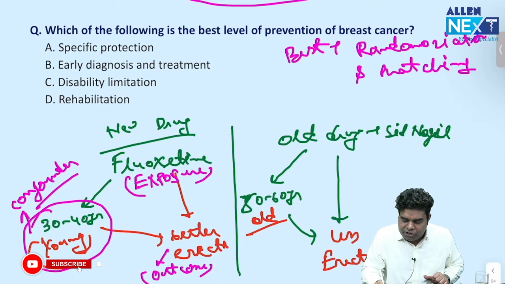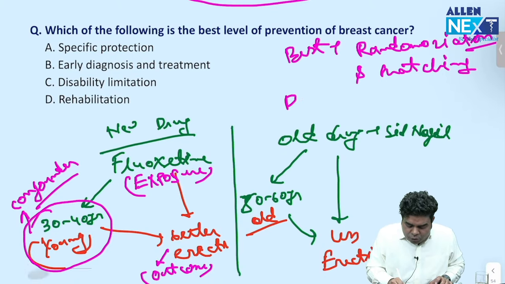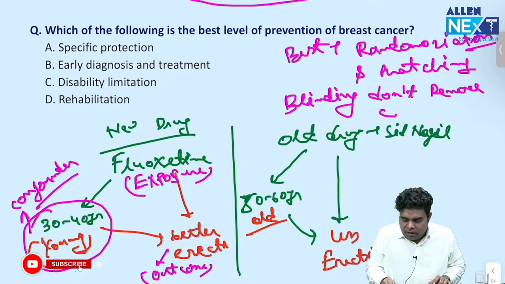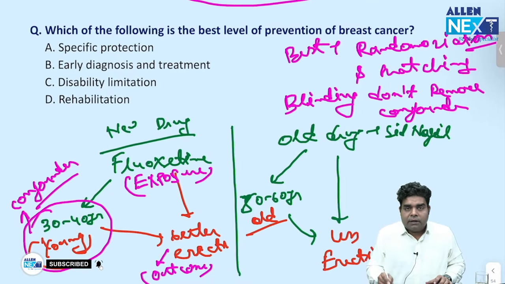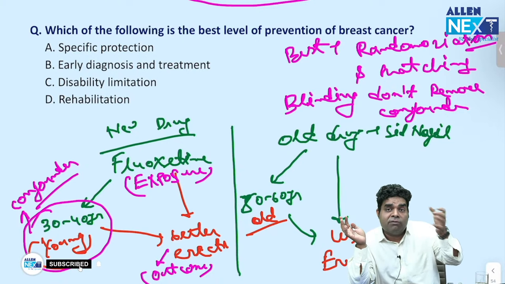Best way is randomization. Okay? But remember, blinding does not remove confounders. This is a common question. Why doesn't blinding remove confounders? Because suppose I am the researcher and I am blind. I don't know which one is taking sildenafil, which one is taking fluoxetine.